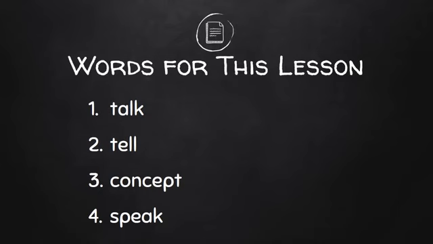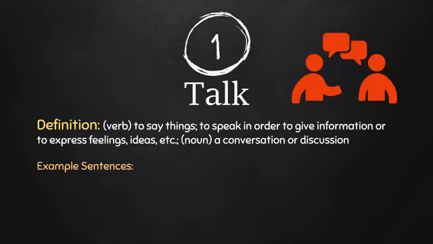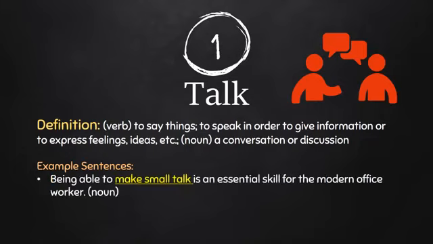All right, let's go. First word is talk. Definition: it's a verb, to say things, to speak in order to give information or to express feelings, ideas, etc. And the noun version is a conversation or discussion. Some example sentences. First, we have, being able to make small talk is an essential skill for the modern office worker. And here we're using it as a noun.